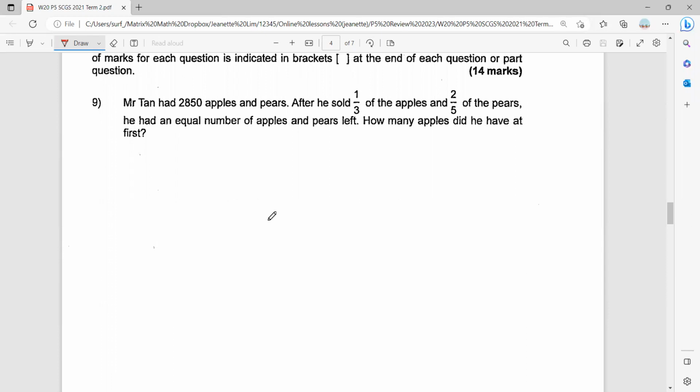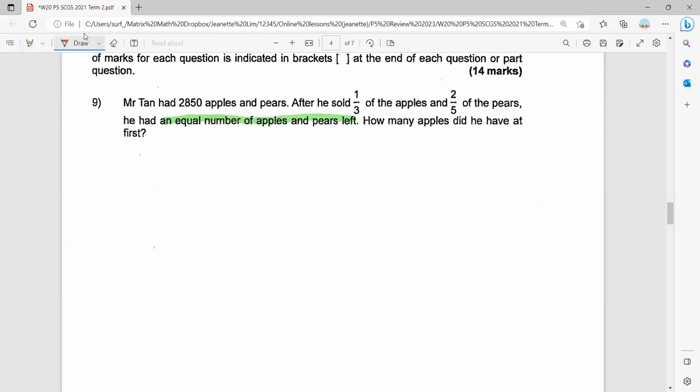Mr. Tan had 2,850 apples and pears. After he sold 1/3 of the apples and 2/5 of the pears, he had an equal number of apples and pears left. How many apples did he have at first? Okay, you can do this in ratio and find common base, or you can do this using equivalent proportion.